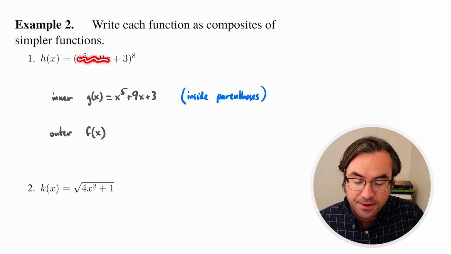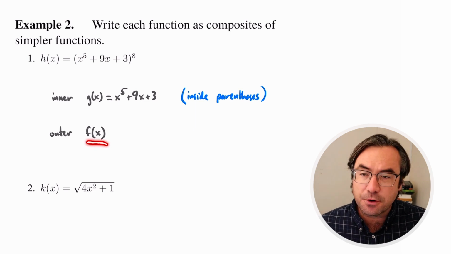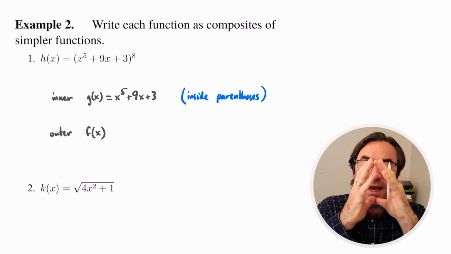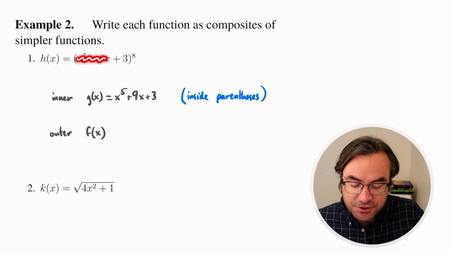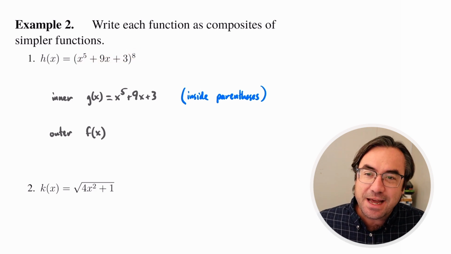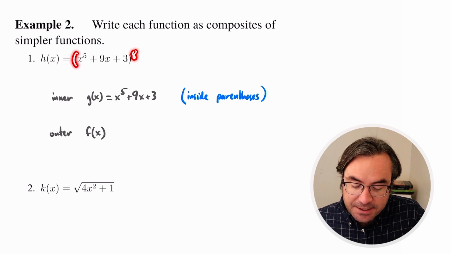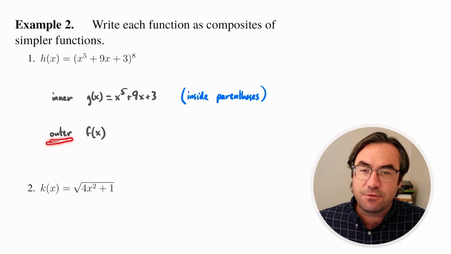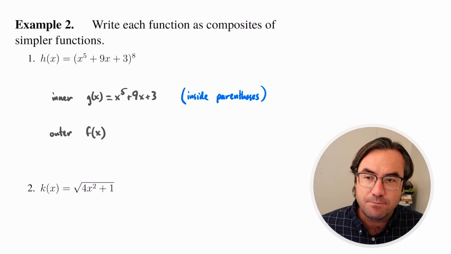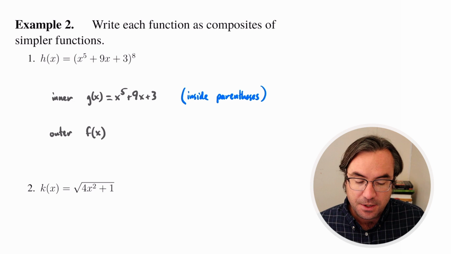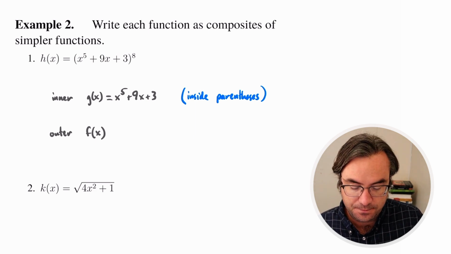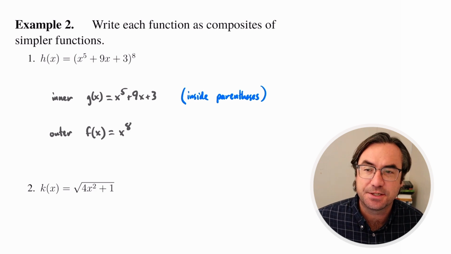If we make all of this our inner function, to figure out the outer function you imagine collapsing everything inside the parentheses down to a single variable. We squish all this down so that we just have raised to the power 8. The raised to the power 8 is literally outside of the parentheses, which is why we call it the outer function. Our function does have to have a variable, so we just squish all this stuff down and call it x. So our outer function here is just x raised to the power 8.